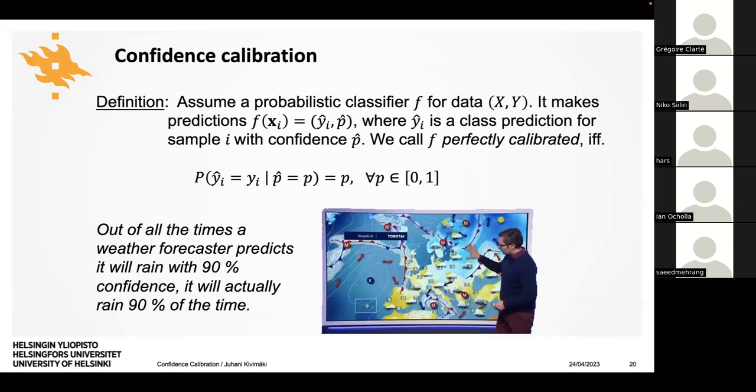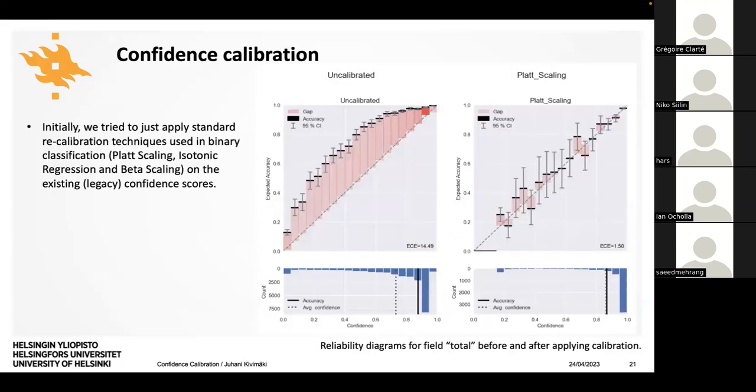And this is what we mean by model calibration. The weather forecast example is good: if the forecaster predicts that it will rain with 90% confidence, then it actually will rain 90% of the time that that kind of forecast has been made. But machine learning models don't work like that. Typical neural network models, like this uncalibrated one here, have a pretty big difference between the confidence number that it gives and the actual confidence when you look at the statistics, how frequently that happened.